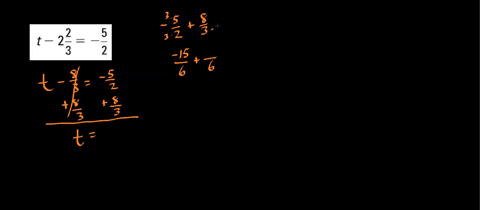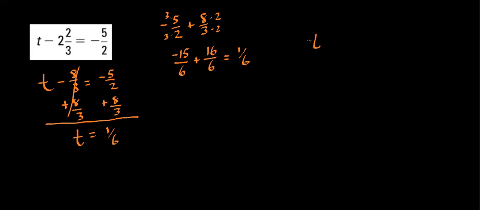And over here, I'm going to multiply top and bottom by 2. 3 times 2 is 6. 8 times 2 is 16. Now I'm ready to add these. I have them both in terms of sixths. Negative 15 sixths plus 16 sixths is 1/6. So t is equal to 1/6.